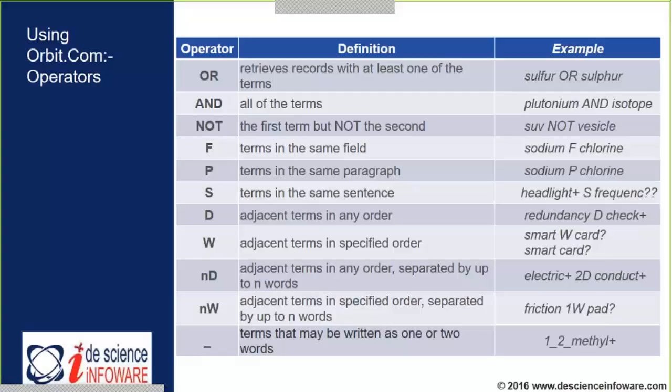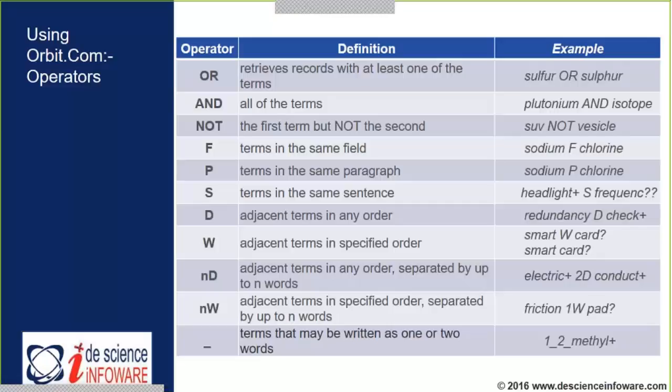In a patent specification, the title is one field, the abstract is another field, and the background of art is another field. So the field operator means that if I want results wherein sodium and chlorine both are present in the same field, then it can be either in the title, the abstract, the claims, the background of art, or the examples of a patent specification.